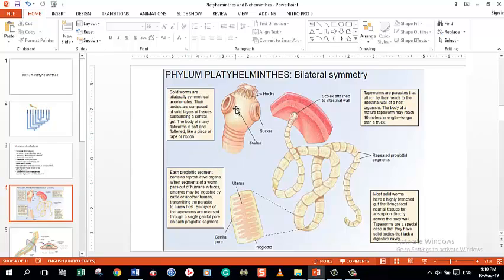The mature tapeworm has hooks, suckers, and also the scolex. These hooks and suckers are for attachment to the host's epithelial tissue in the intestine. So these animals have lost many organs, they don't have sensory organs and many other organs, but they have developed the hooks and the suckers so that they remain attached to the intestinal wall of the host.